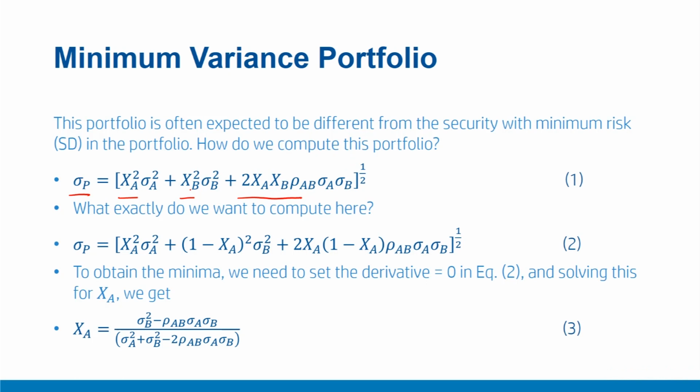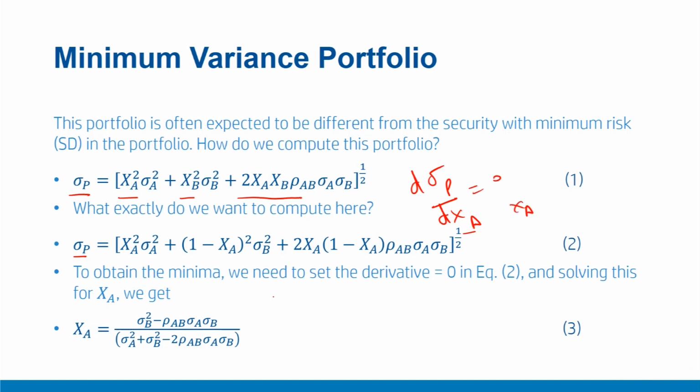Now, in order to compute the minima, we need to simply differentiate this expression sigma p, that is d of sigma p. We will not go into the detailed exposition, but we need to differentiate this expression with respect to dxa, and in order to obtain the minima, we need to set this derivative equal to 0 and solve for xa.